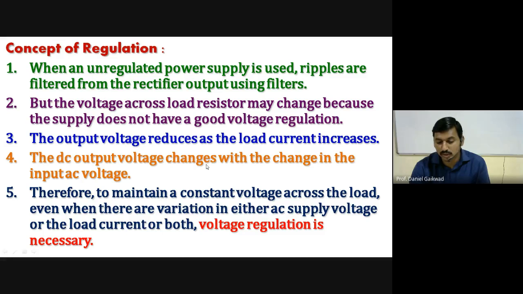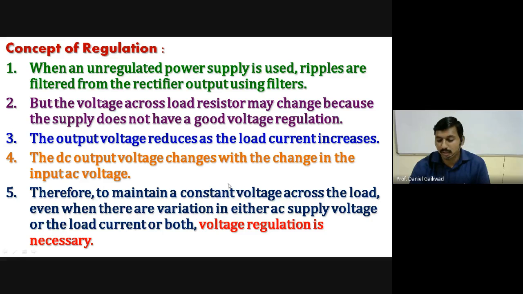Now, check carefully the fourth point: the DC output voltage changes with a change in input AC voltage. Suppose the input AC is 230 and that 230 suddenly becomes 270. So the input increases, and suppose we have a regulator with output voltage 5. If 230 becomes 270, then 5 becomes 6, 7 like this. That may damage our instrument or electronic device. So the DC output voltage changes with a change in input AC voltage. So there are points 3 and 4, and accordingly we have a change in the output DC voltage.